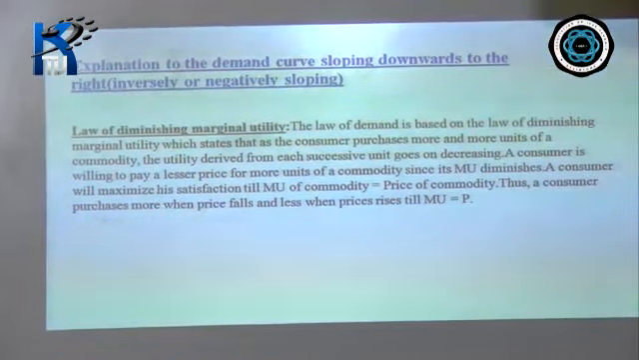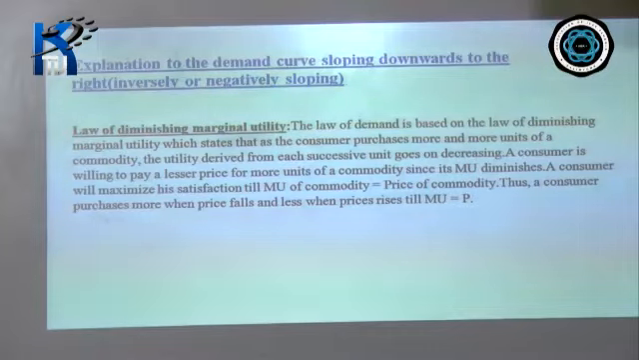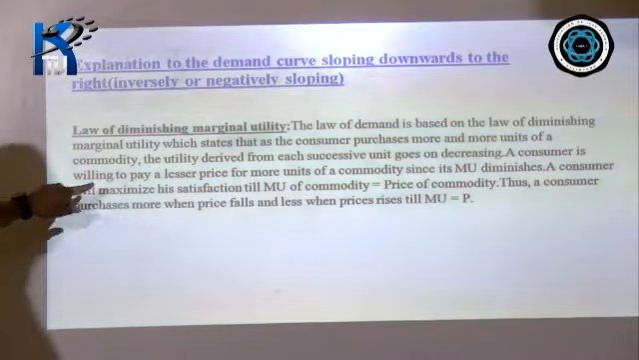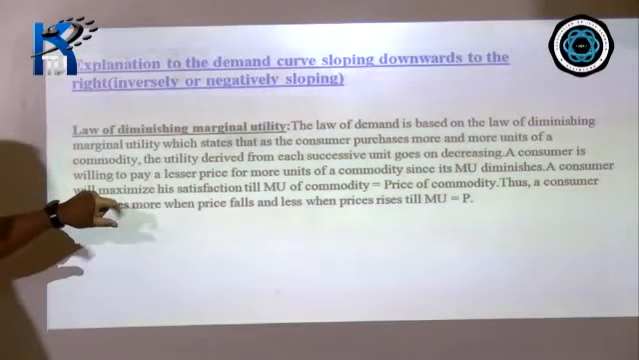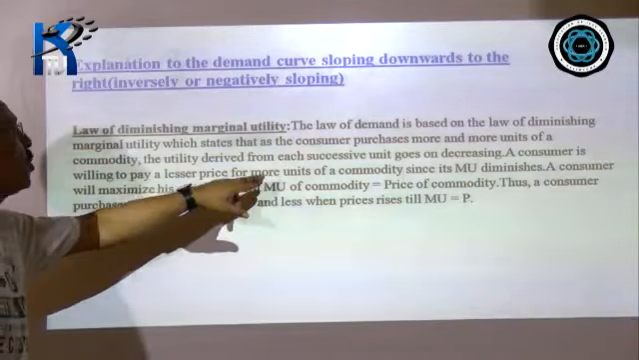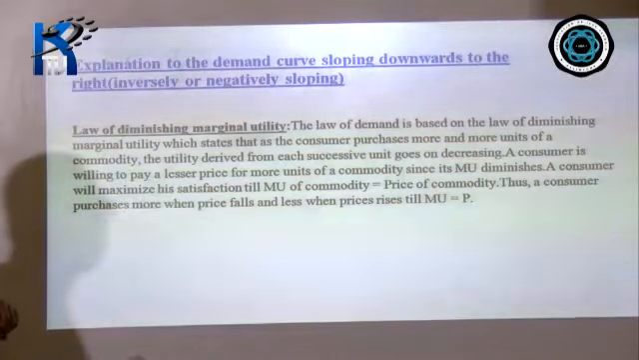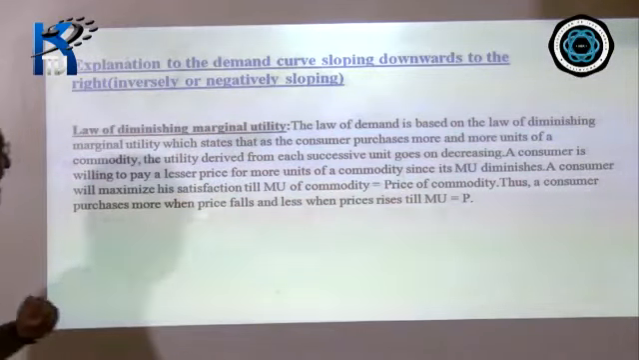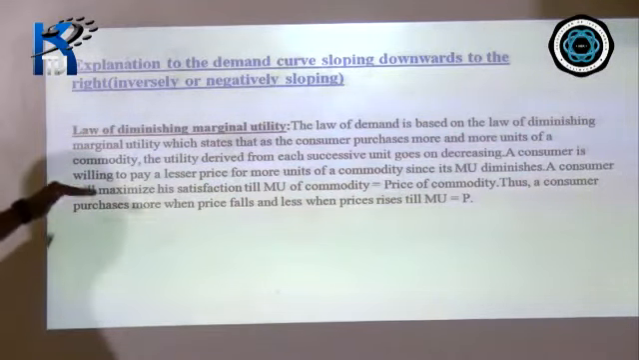Now further, once you've understood the law of diminishing marginal utility, I want to explain the rest of the paragraph. A consumer is willing to pay a lesser price. A consumer wants to pay less money, less price, for more units of a commodity. If you want to consume or buy more units, you want to pay less money. Why? Since its marginal utility decreases. You may not be clear with this.